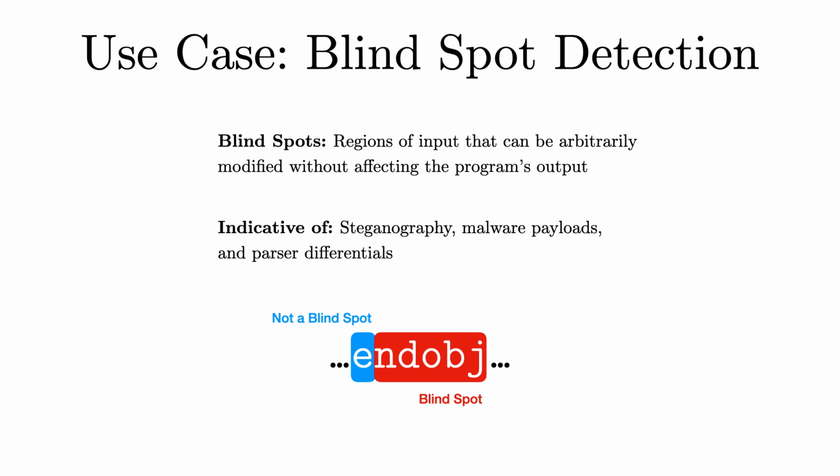But blind spots can also be indicative of parser differentials. For example, by analyzing the blind spots within the MuPDF parser, we notice that in almost all contexts, it treats the end of the endobj PDF token as a blind spot. So what this means is that you can arbitrarily modify everything that comes after that E in most contexts. We can replace it with X's, and the MuPDF parser will still ingest the PDF and render an output without even giving you an indication that the PDF may be malformed.